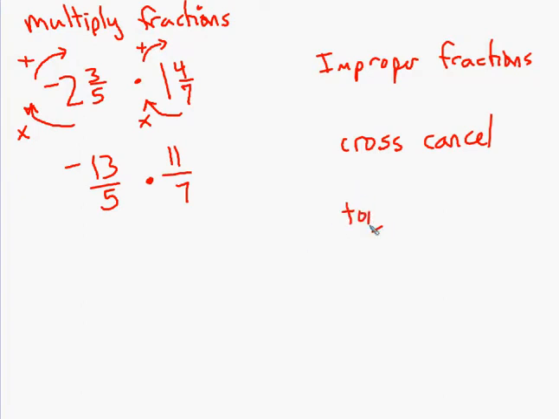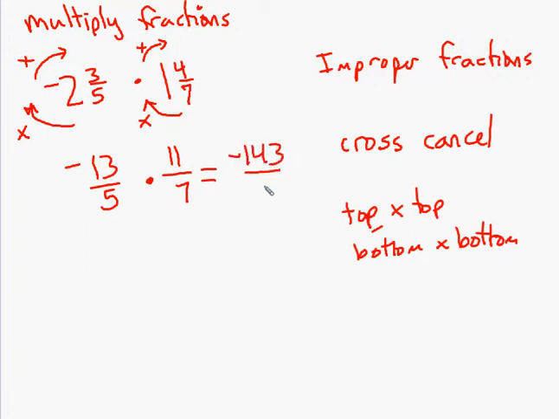And then we do top times top and bottom times bottom. So 13 times 11, according to your calculator, is negative 143, and 5 times 7 is 35. And that is fine. We can leave it improper. No need to make it mixed. We do need to reduce it, though, if possible. If we cross cancel, you probably will not need to reduce. So we're going to do an example of that right now.